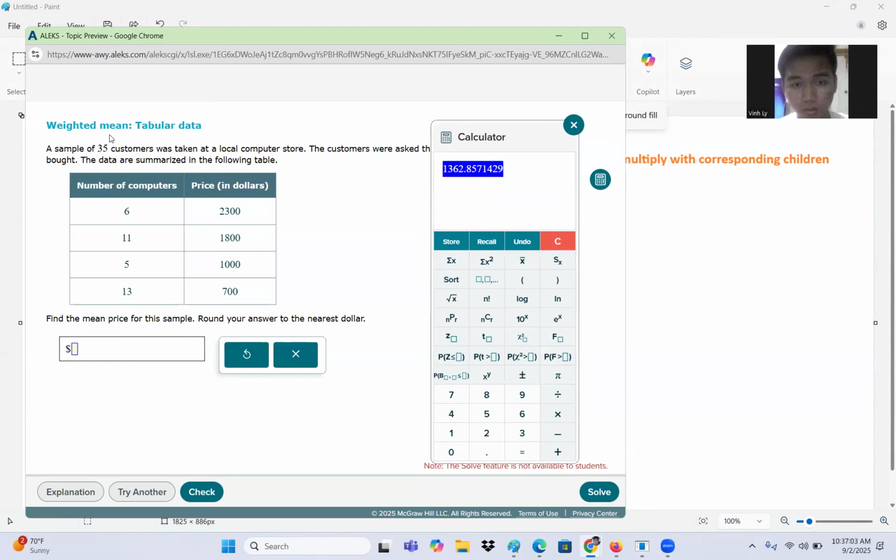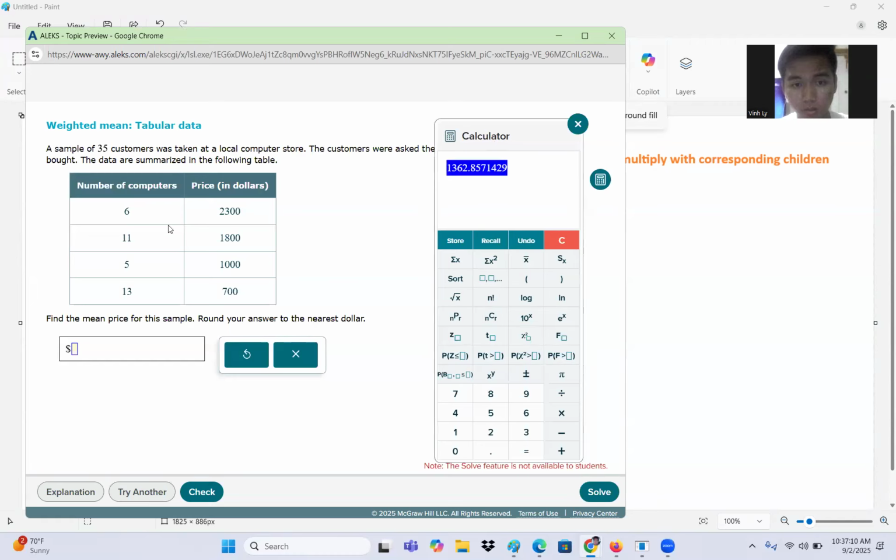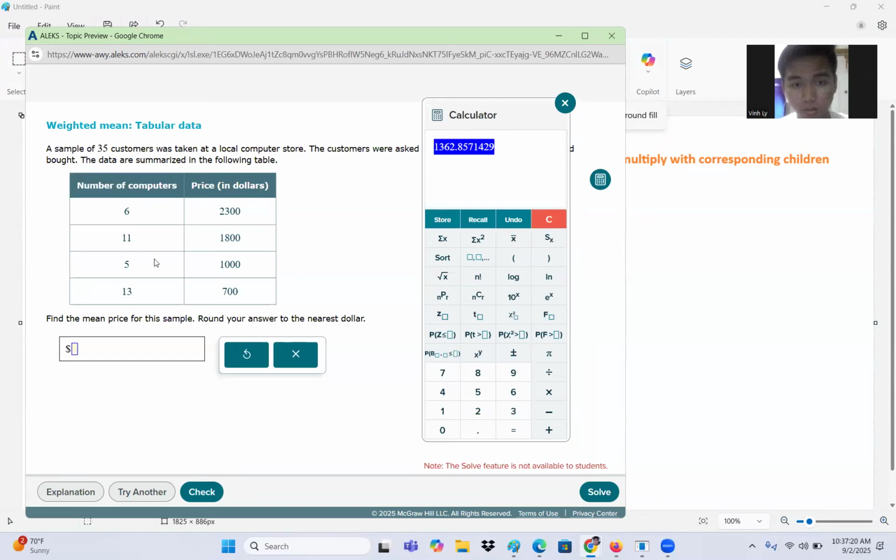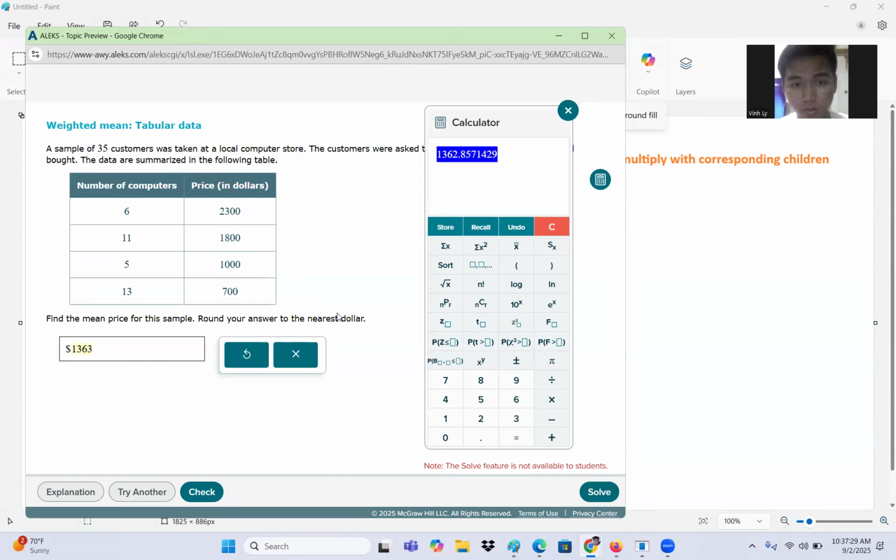Are we good? But if the question says 35 customers, you don't necessarily have to do that. We just have to divide by 35. So it's quicker than adding up 6 plus 11 plus 5 plus 13. So you should get 1,362.8. Since the question asks us to round to the nearest dollar, just round up to $1,363. All right. We should move on to the next question.